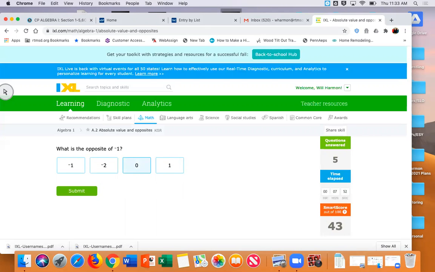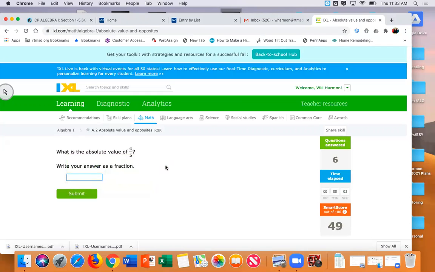Who thinks they got this one? Chucky, what do you think? 1. All right, what's the absolute value of 4/5? Who wants to take a shot at that? Katie, do you think you could tell me what the absolute value of 4/5 is? I know it's a fraction and it's scary, but it's quite easy. Just 4/5, I don't know. That's it. No, you're right. It is just 4/5.